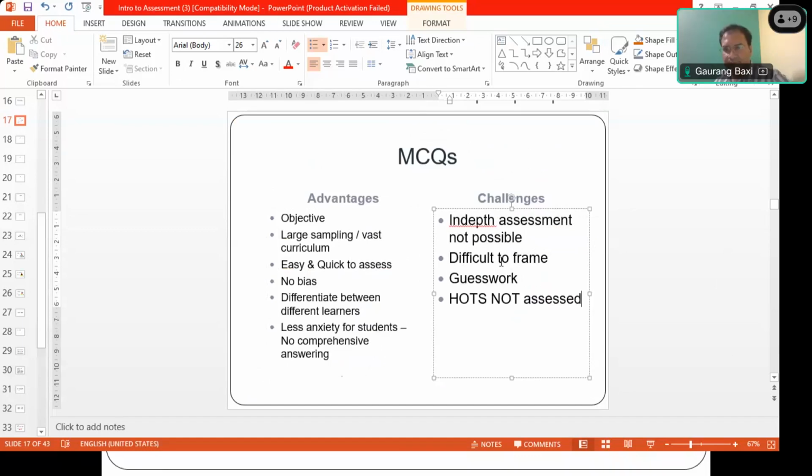So higher order thinking skills are not assessed. That's what we said, in-depth assessment is not possible. Yes, sir. Is it not possible, or is it possible but we don't do it? Sir, it depends upon the question, no? So if we frame the question in that way, then it can be assessed.